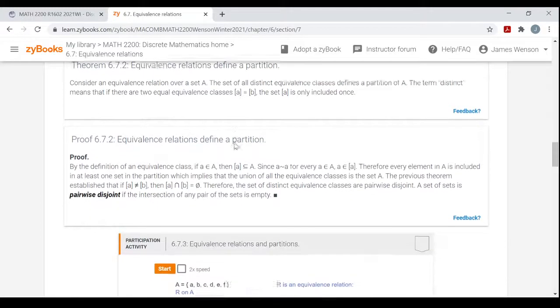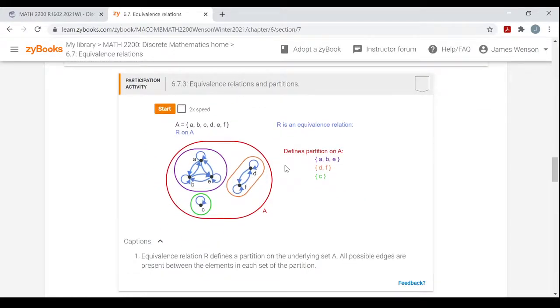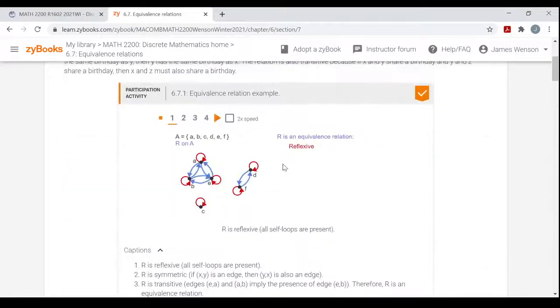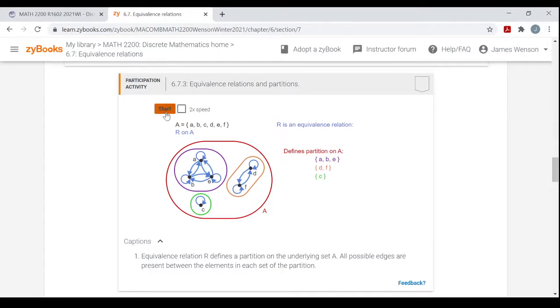Let's do an example here. This is just the same picture from earlier, and they're showing you how it's a partition of set A. You've got A, B, and E, D and F, and then C. So you have three different equivalence classes, three different parts that this set is broken up into. That's all they're showing you here, and I'll play the animation.